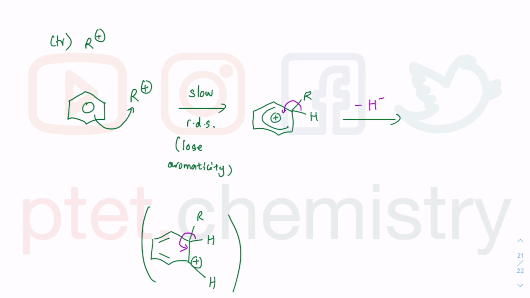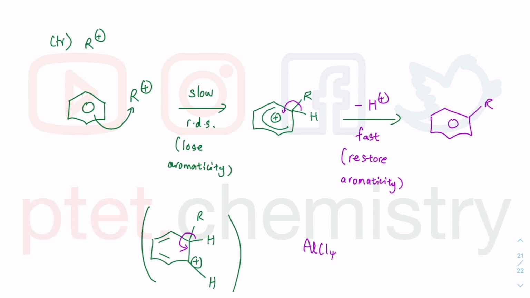And then this is minus H plus. This is going to be fast with low activation energy, because you are restoring aromaticity. You are restoring the stabilization due to being aromatic. And that's when you will kick out the H plus, and the AlCl4 minus that was formed from the catalyst will react with the H plus to give you AlCl3 catalyst that will reform, because the catalyst is not used up in the reaction, and in the overall reaction you produce HCl as another product, steamy white fumes.